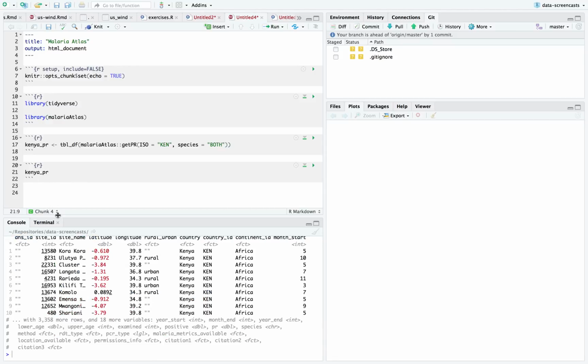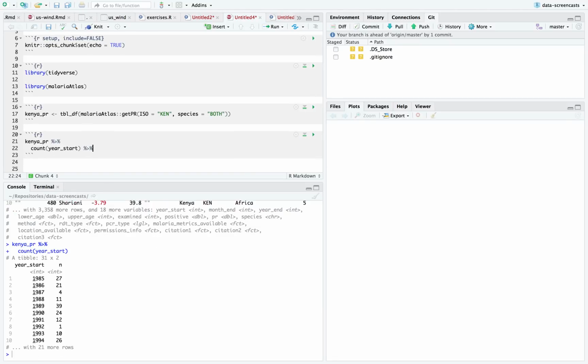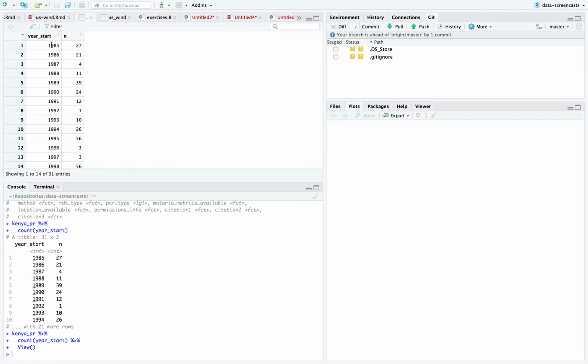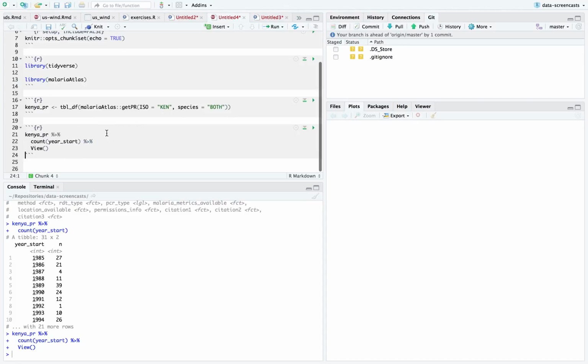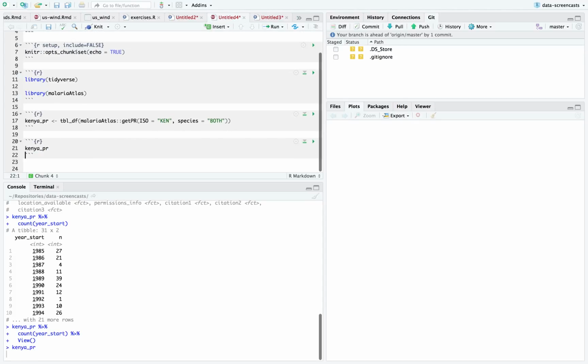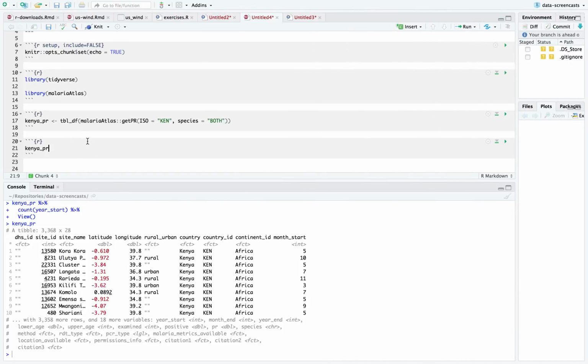Take a look at Kenya, and I'm going to start by counting year start. I wonder what years we have in the data. 1985, looks like we have basically every year, up until about 2015. We don't have the same amount of data from every year. And the important thing to note about this data is that every year only has some number of people examined.